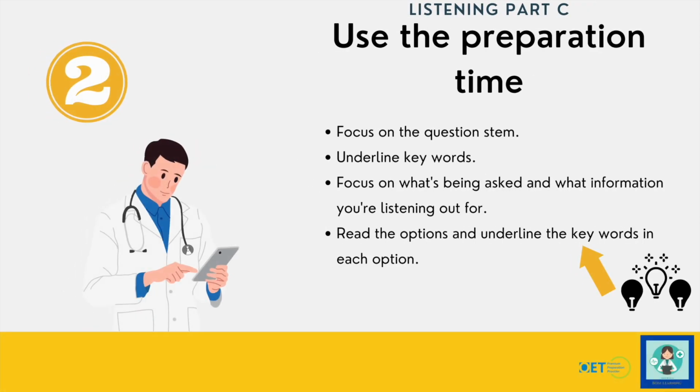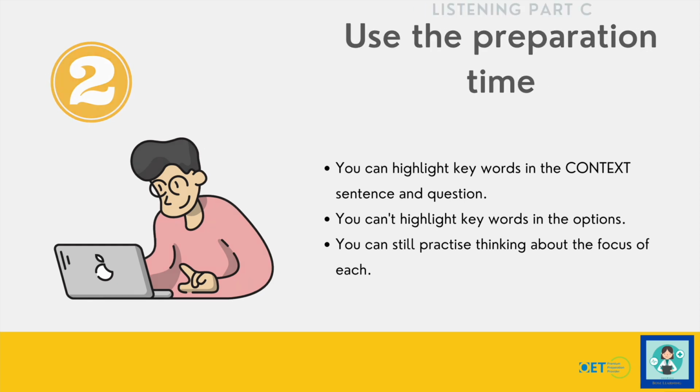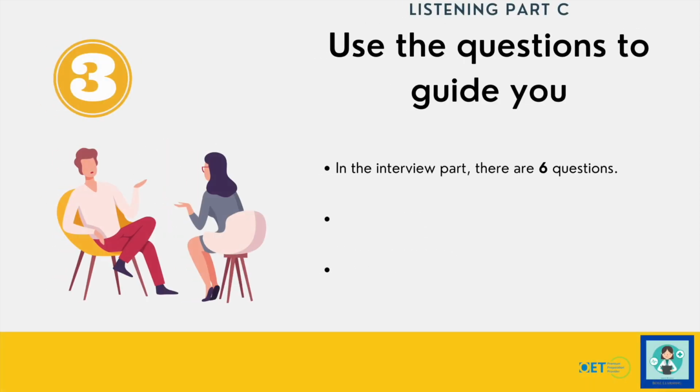Now, something to just bear in mind if you're doing the computerized version, in terms of keywords, you can still highlight keywords in the context sentence and the question, but you can't highlight anything in the options. You can only select the correct option. So just be careful if you're doing this, then just think about what each option is offering you, but remember, you just won't be able to highlight keywords.